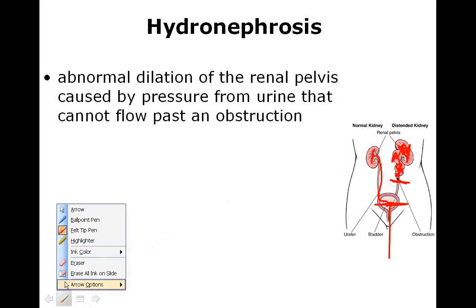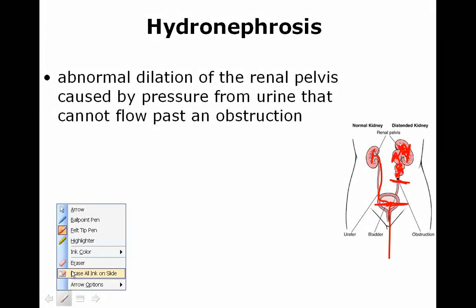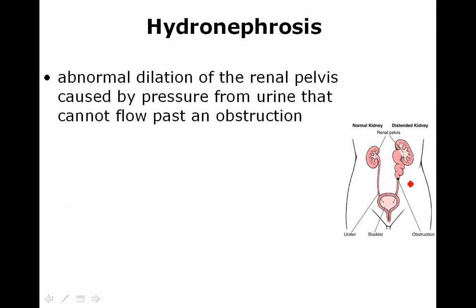Now, the obstruction could also be something from the outside. Like, I once knew someone who had a tumor on the outside of their kidney. It was actually out here in the peritoneal cavity, and the tumor formed over the ureter and caused such pressure on the ureter that it stopped the flow of urine out of the kidney. So the person developed hydronephrosis.